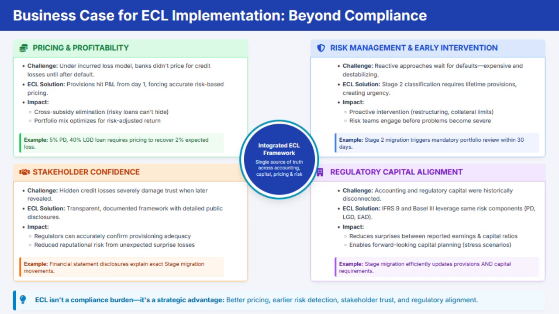Next is stakeholder confidence, a most important point. When banks transparently disclose the ECL provisions and the methodology behind them, it builds confidence with investors, regulators, and depositors. Investors can see that management has identified and measured credit risk appropriately. Regulators can verify that banks aren't under-provisioning, and this transparency actually supports bank stability, particularly during stress periods when investors are worried about hidden credit losses.